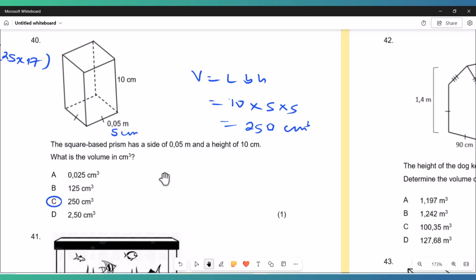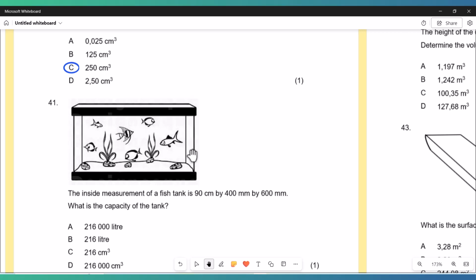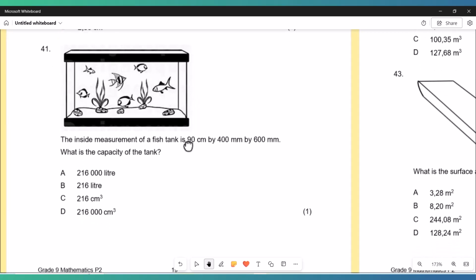Alright, question 41. They say that the inside measurement of a fish tank is 90 centimeters by 400 millimeters and 600 millimeters. What is the capacity of the tank? Now, capacity means maximum volume. So capacity means the maximum volume contained. So here, look at our answers. It is in liters and centimeters cubed. So better convert to centimeters.